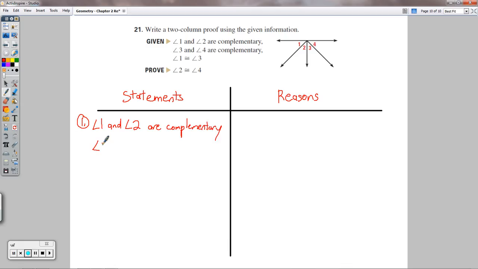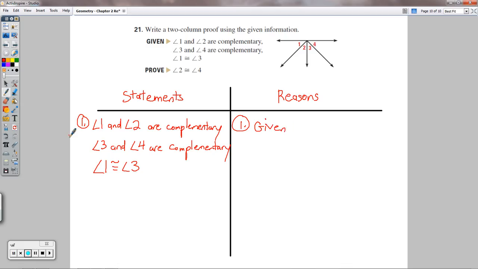We have angle 3 and angle 4 are complementary. And then finally, angle 1 is congruent to angle 3. So all of these things we can just assume are true. They are given to us.